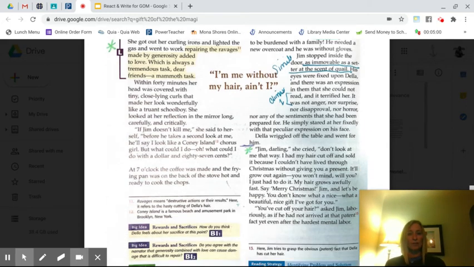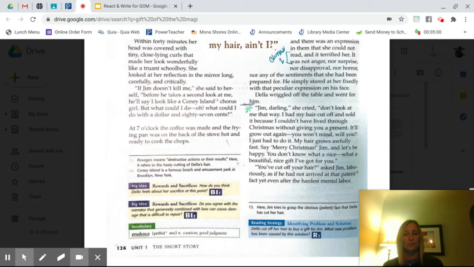Della wriggled off the table and went for him. Jim, darling, she cried, don't look at me that way. I had my hair cut off and sold it because I couldn't have lived through Christmas without giving you a present. It'll grow out again. You won't mind, will you? I just had to do it. My hair grows awfully fast. Say Merry Christmas, Jim, and let's be happy. You don't know what a beautiful, nice gift I've got for you.